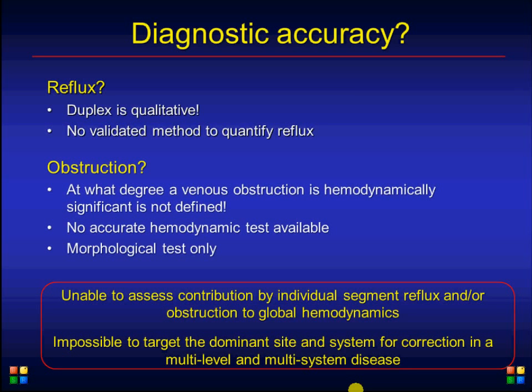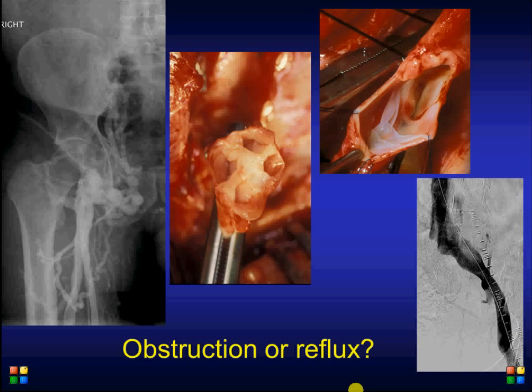Now we have already discussed the diagnostic accuracy, and we know that we cannot quantify reflux, we can only describe it qualitatively. The obstructions are even worse because we don't know at what degree venous obstruction is hemodynamically significant. So we end up with these two statements: we are unable to assess the contribution by the individual segments in regards to reflux and/or obstruction to the global hemodynamics, and therefore we cannot target our treatment when you have multiple problems. So what is important in these patients? Is it an obstruction, or is it a lack of valve function? Which is the dominant pathology here?